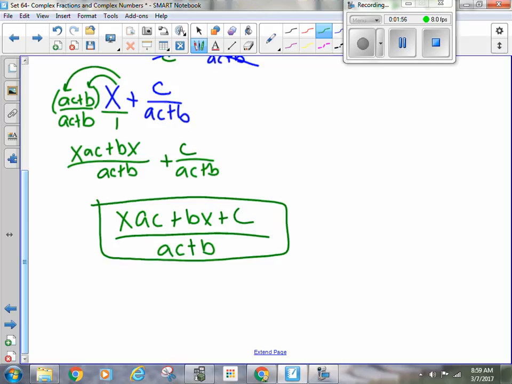The last thing you would always want to check for is, do you have any like terms in the numerator that you can combine? And then you would look and see, do I have anything out of all of the terms that I can cancel? You shouldn't, but if you do, we will take care of that.